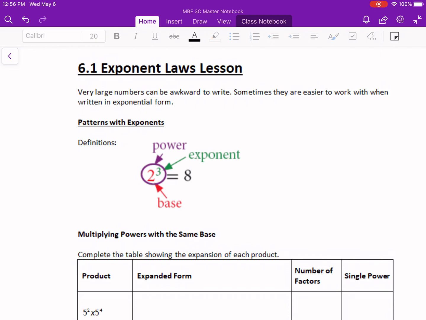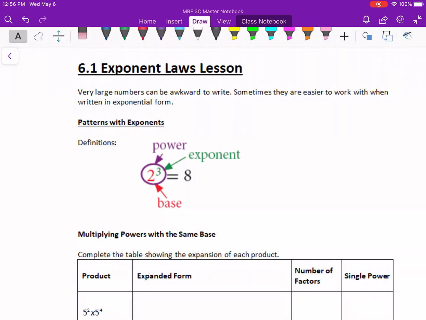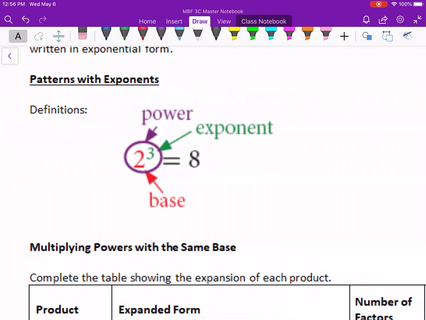The reason we use exponents is that large numbers can be really awkward to write. Sometimes it's easier to work with them when they're written in exponential form. So you can see we've got all the parts right here for what's called a power. 2 to the 3 is called a power. Those two parts taken together make up a power. The exponent is that little number at the top in green in our diagram. The base is the bigger number that it's on. Again, taken together, they're called a power.